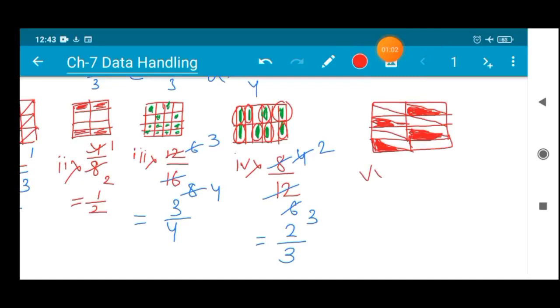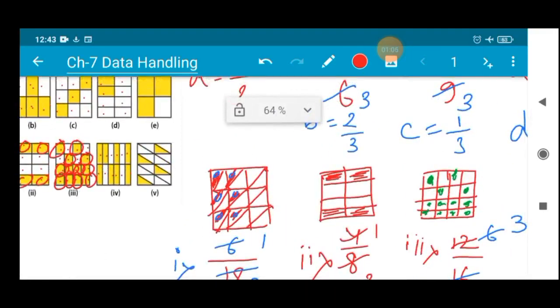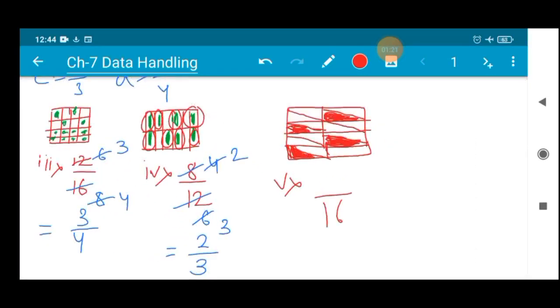So here I have tried to make number 5. In number 5 you can see, let us use this part only. How many total parts are there? 1 2 3 4 5 6 7 8 9 10 11 12 13 14 15 16. Total 16 parts are there. So from 16, how many parts are colored? 1 2 3 4. That is total 4 parts are colored.